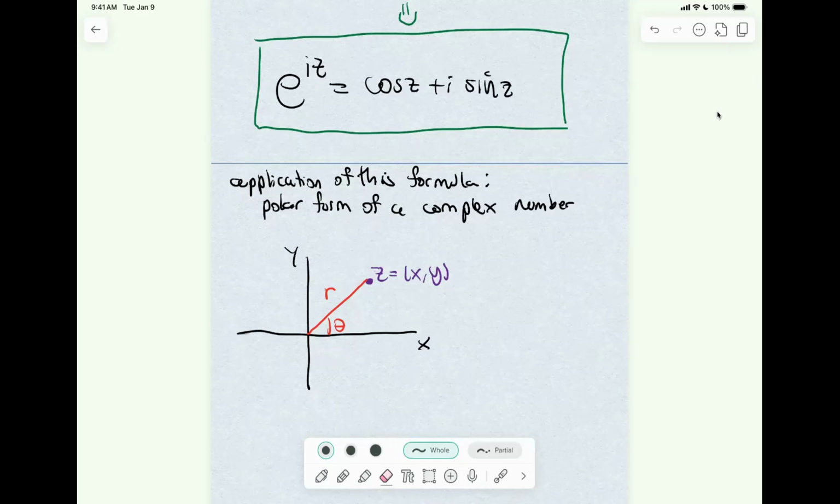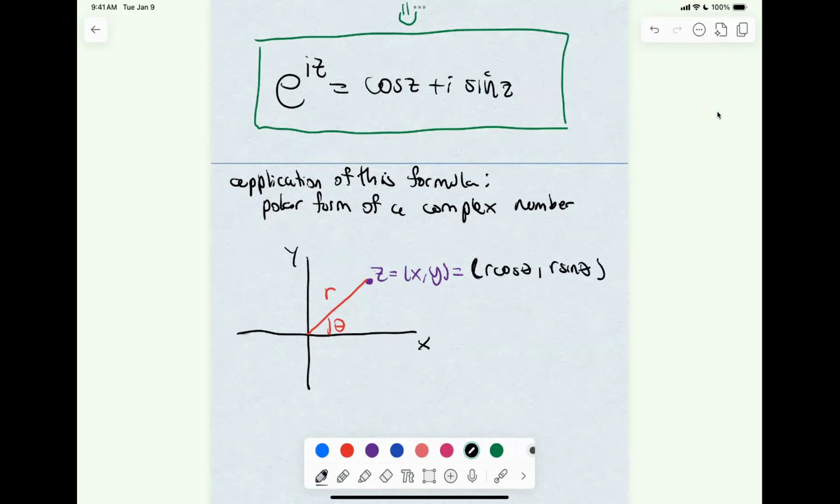Okay, so this is x, y. We know, thanks to polar coordinates, that x is r cosine of theta, and that y is r sine of theta, right? So far, so good. This is r cosine of theta, r sine of theta, right? By the way, this is such an important comment that I feel like we should have it on the board.